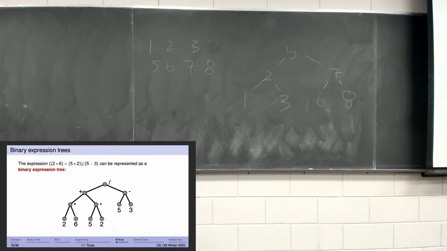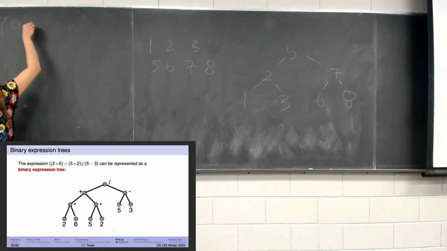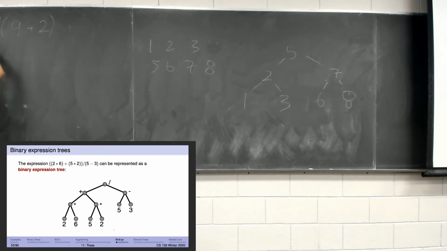Just gotta remember what I wrote here. So if we have this expression here, we can turn this one into a binary expression tree as well. We start with the plus, because there's our left and there's our right.